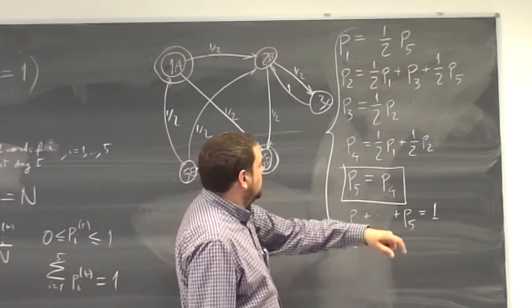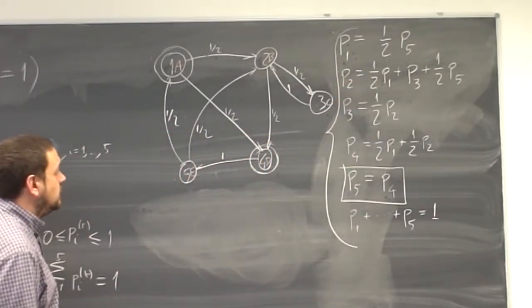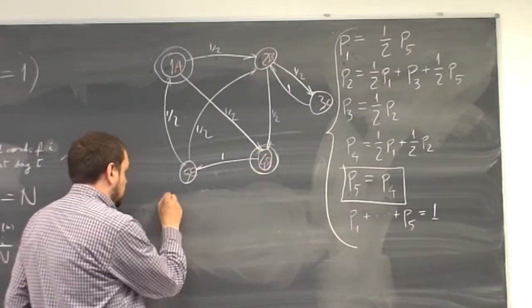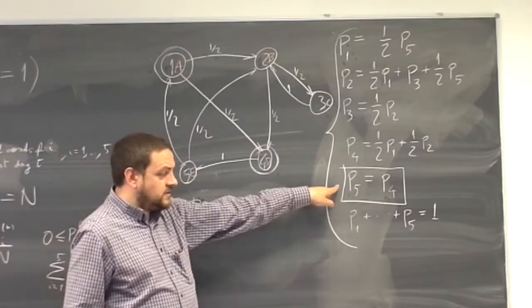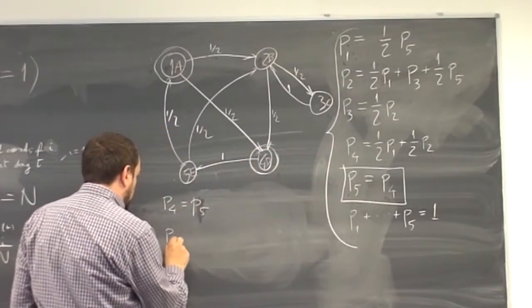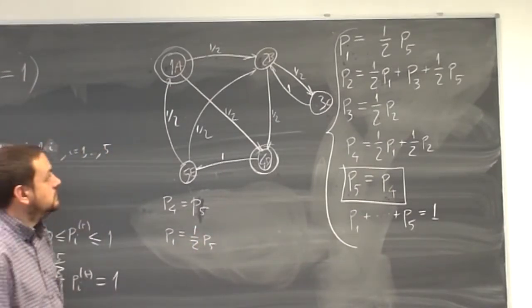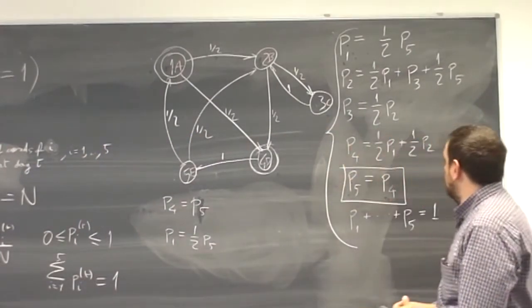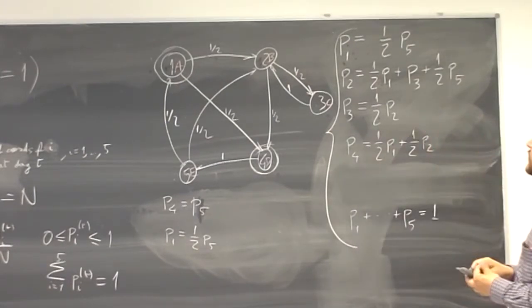Next, we can look at this. So let's write everything in terms of P5, for example. So P4 is equal to P5 because of this equation. Then, if you look here, P1 is equal to a half P5. So let's remove the equations as long as we use them.